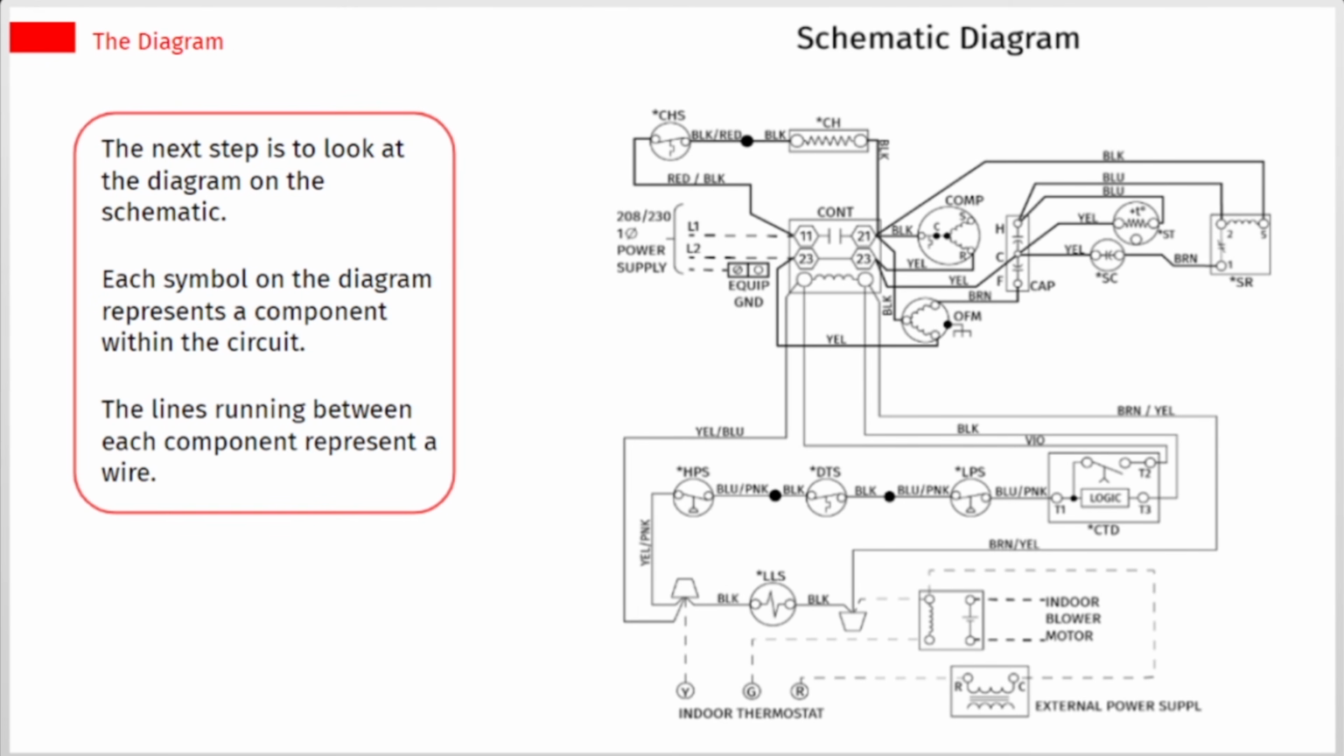The next step is to look at the diagram on the schematic. Each symbol on the diagram represents a component within the circuit. The lines running between each component represent a wire.